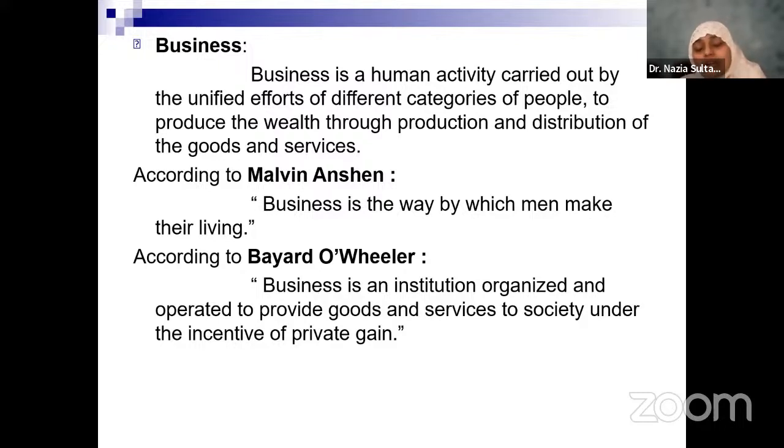So we are talking about a human activity where many people come together for creation of wealth, which can be done through production and distribution of goods and services. That is a business. We are concerned more about businesses which are commercial in nature rather than those which are not for profit.